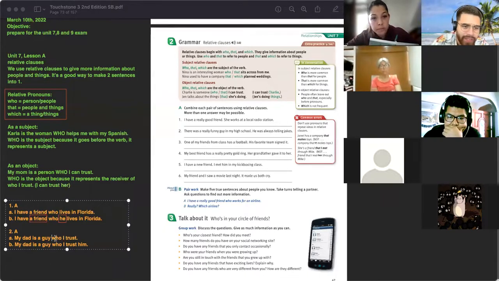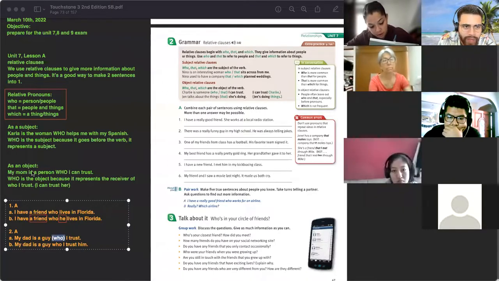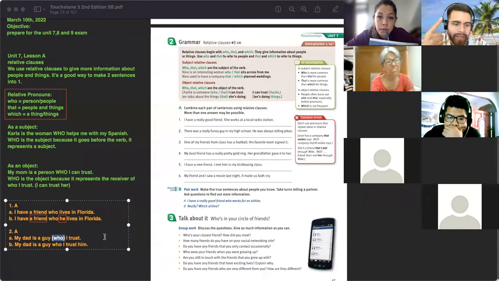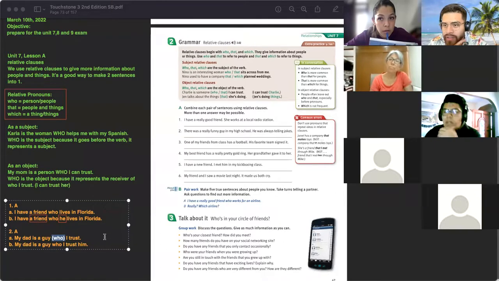Yeah, exactly. And it's not necessary to use who here in this case. Whenever who, that, and which is the object, it's not necessary to include it. So I have 2 ways of saying this. I can say, my dad is a guy who I trust, or my dad is a guy I trust. And both of them are correct. It sounds kind of weird in Spanish. Mi papá es un hombre yo confío. It's kind of weird. But in English, it's correct.